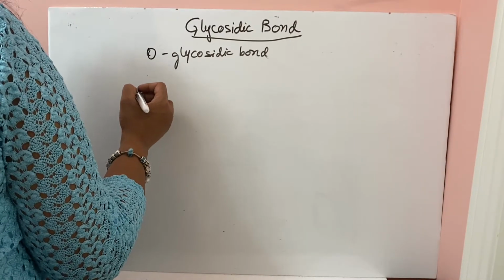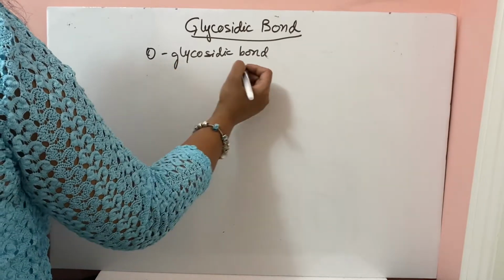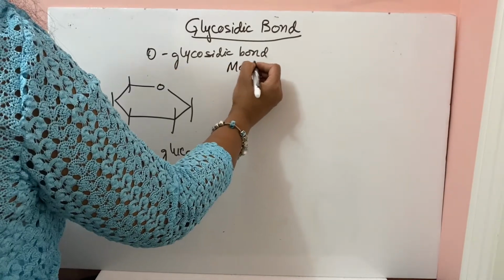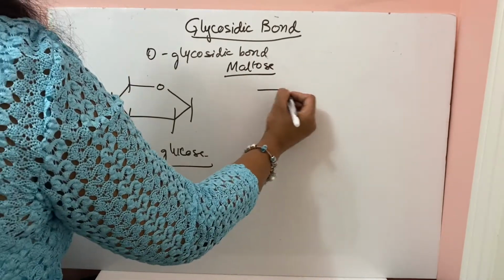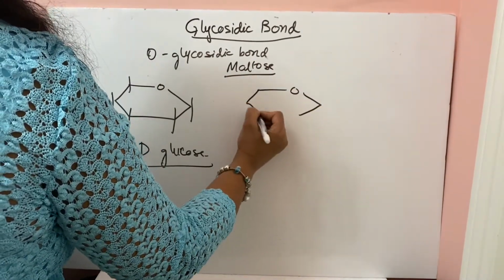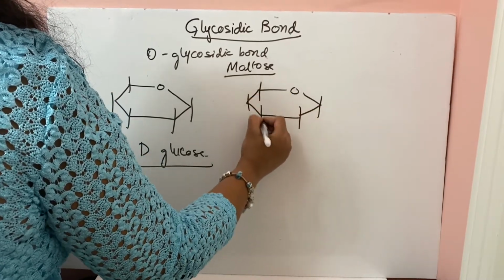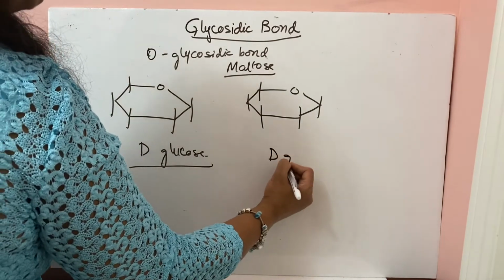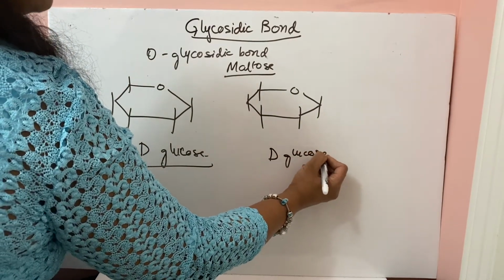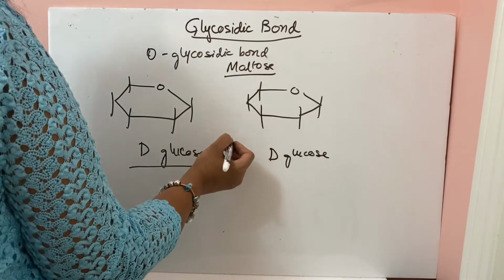The two monomers are linked with the help of a glycosidic bond. Maltose is a disaccharide and it is made up of two glucose molecules. So two D-glucose are linked with the glycosidic bond, O-glycosidic bond.